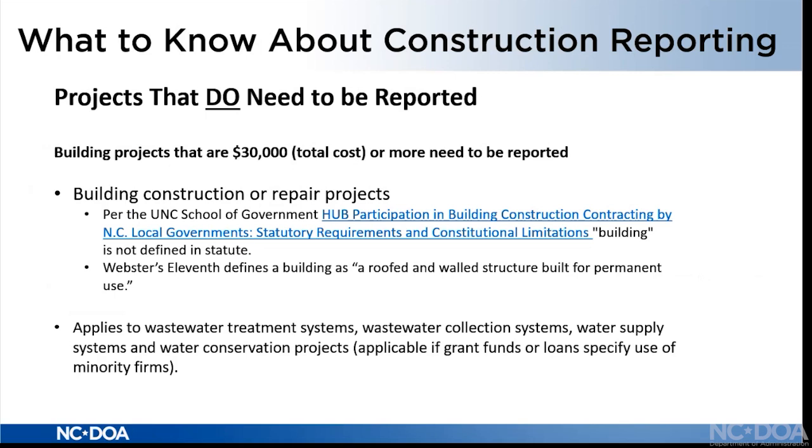So what to know about construction reporting? There are some projects that do need to be reported. Building projects that are $30,000 or more based on the total cost of the project need to be reported. That's building construction or repair projects. And the UNC School of Government notes that building is not defined in statute. Webster's 11th defines a building as a roofed and walled structure built for permanent use. So there are some gray areas there.